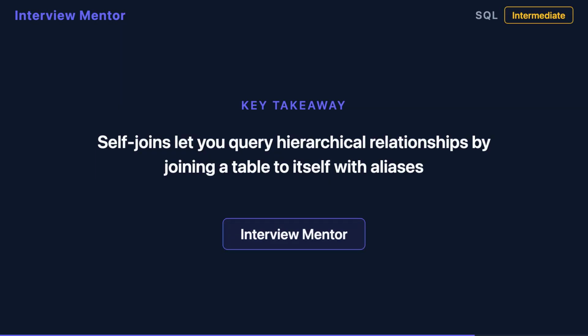Self-joins let you query hierarchical relationships by joining a table to itself with aliases. Master this pattern and you'll handle organizational structures with ease.